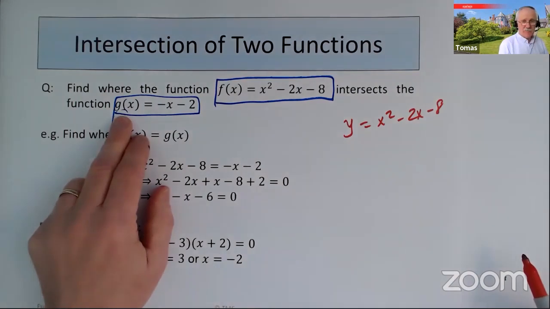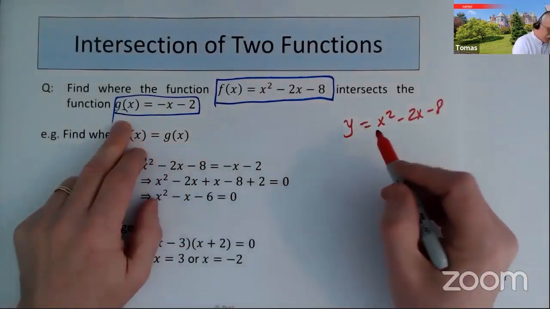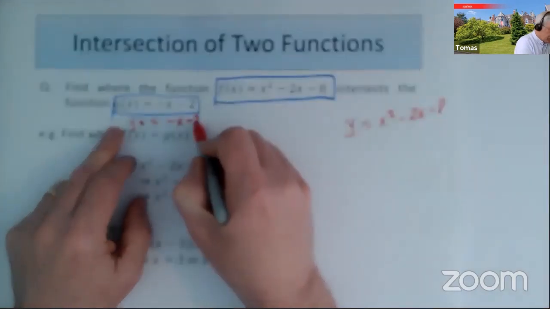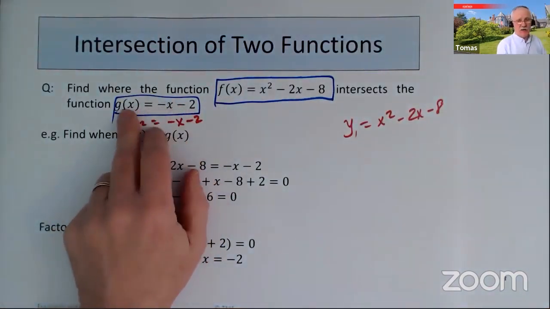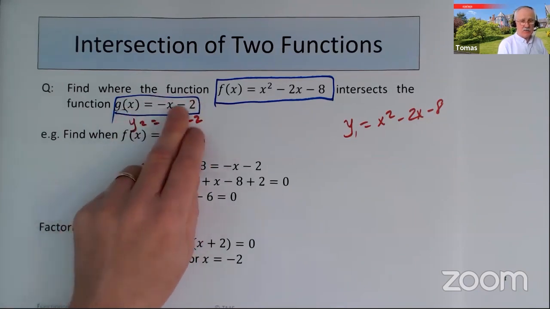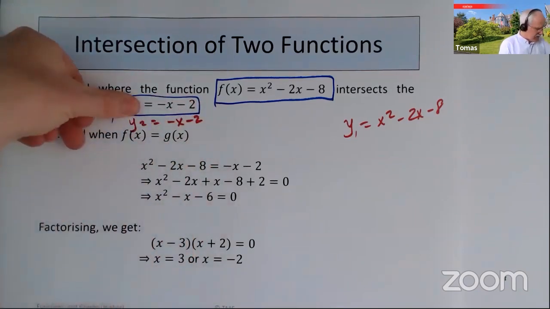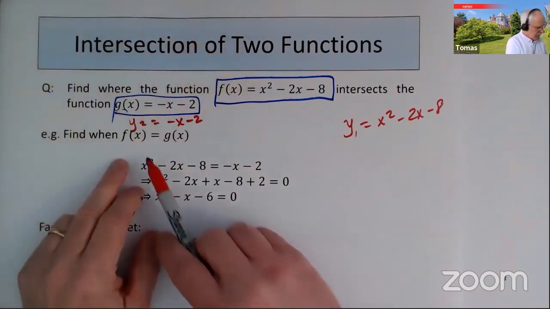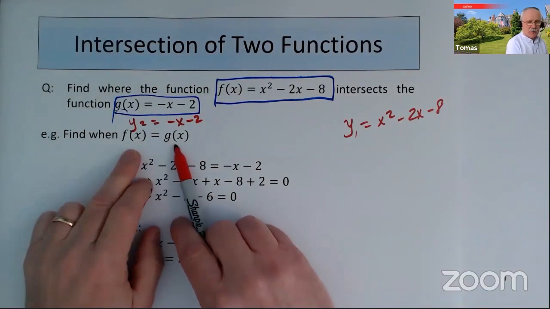So g of x can't be something else. It's just a different version of y. That might be y1, and this might be y2. But it's still going to be drawn on graph paper. It's still going to have the x and the y axis. So we're still going to draw it in the same way. It's just we're going to use these numbers instead of those numbers. That's all. So find where the 2 graphs are equal.